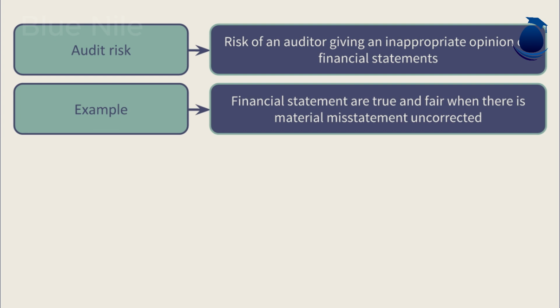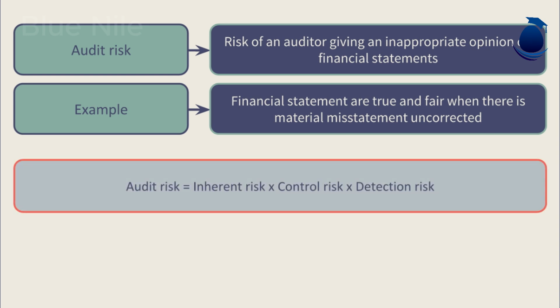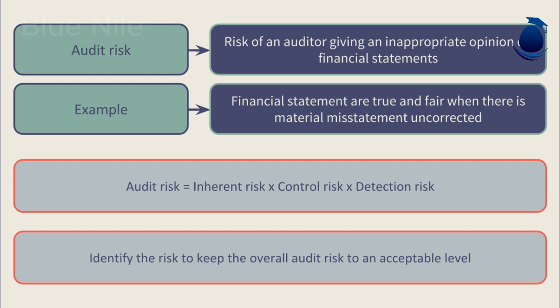The auditor has the audit risk model to understand and calculate audit risk. They categorize the risks into three areas: inherent risk, control risk, and detection risk. The aim is to identify the risks and then plan how to manage these issues to keep the overall audit risk at an acceptable level.